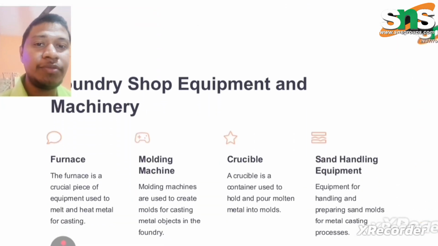Foundry shop equipment and machinery: furnace, molding machine, crucible, sand handling equipment. The furnace is a crucial piece of equipment used to melt and heat metal for casting. Molding machines are used to create molds for casting metal objects in the foundry. A crucible is a container used to hold and pour molten metal into molds. Sand handling equipment is used for handling and preparing sand molds for metal casting processes.